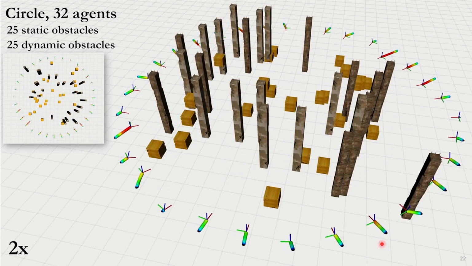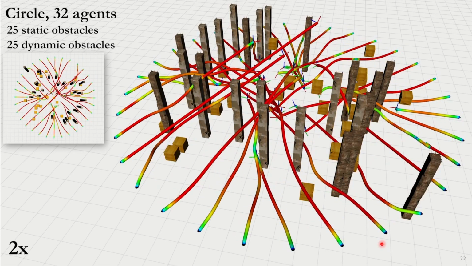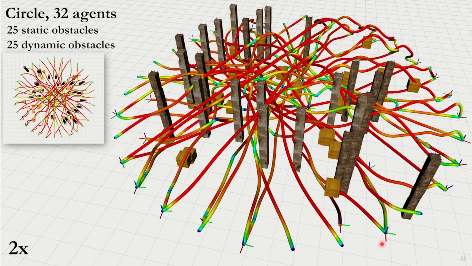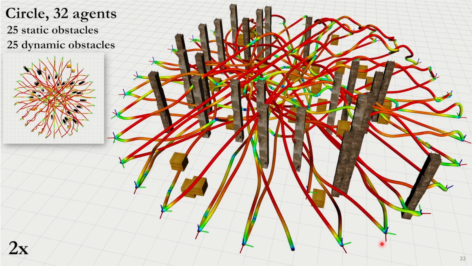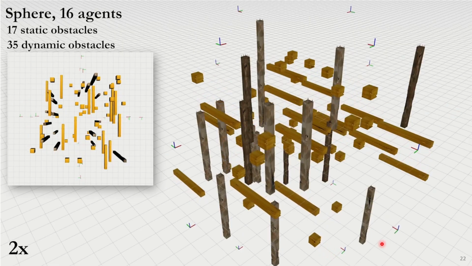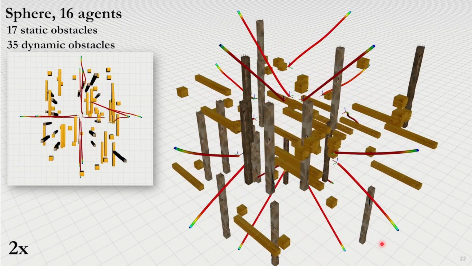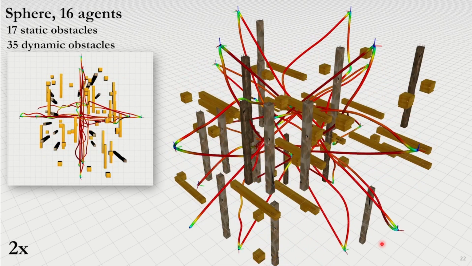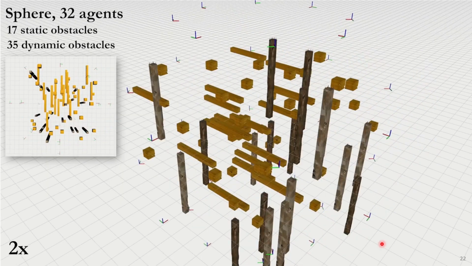Now we do this simulation, but with 32 agents. And now we move to a sphere configuration. First with 16 agents. And now with 32.